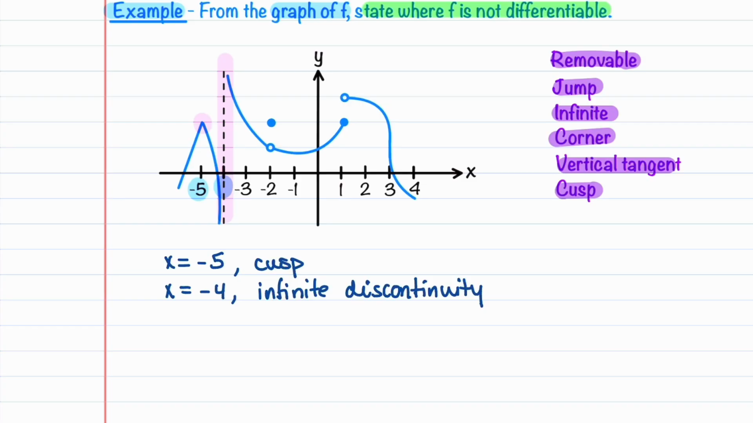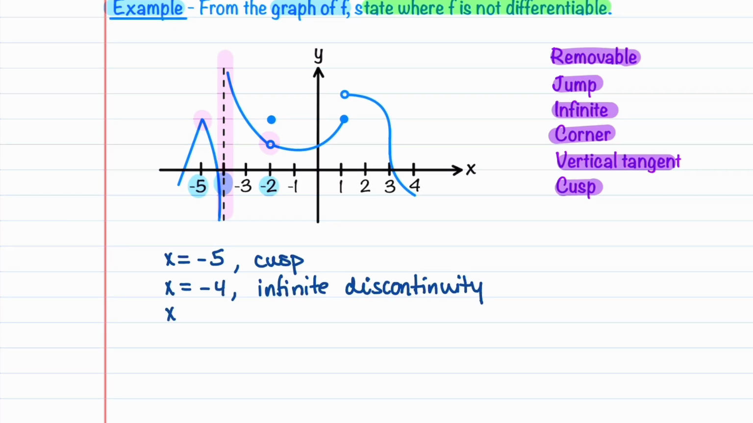Now let's look at the next point. That point is going to be -2, and at that point, we have a removable discontinuity. So our function is not continuous, and that means that our derivative is not continuous. So we'll write down x is equal to -2. We have a removable discontinuity.